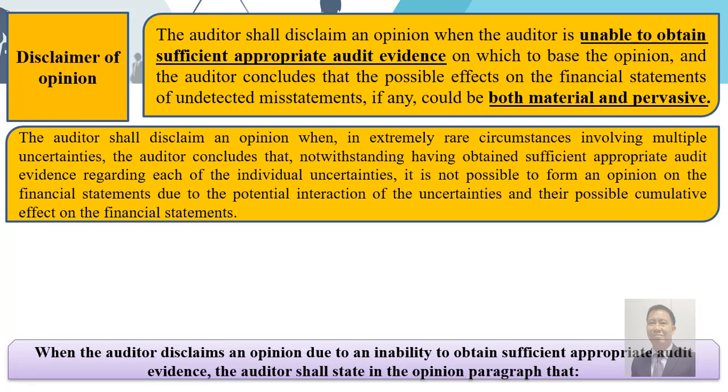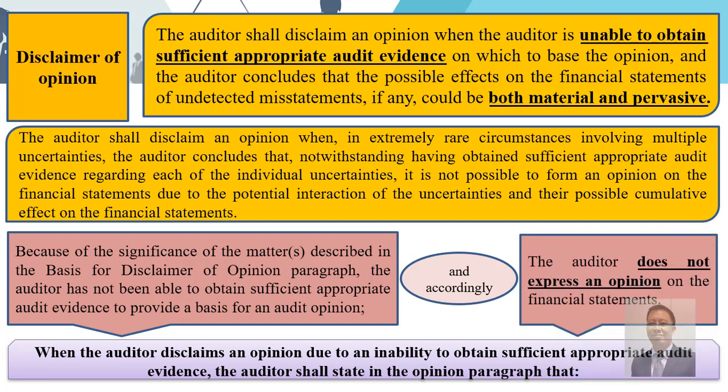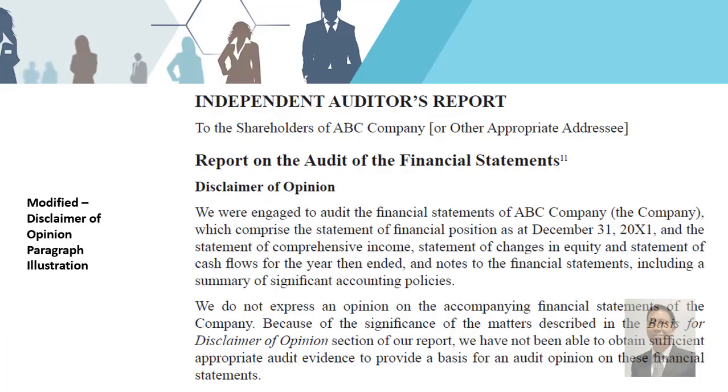When the auditor disclaims an audit opinion due to inability to obtain sufficient appropriate audit evidence, the auditor shall state in the opinion paragraph that because of the significance of the matter described in the basis for disclaimer of opinion paragraph, the auditor has not been able to obtain sufficient appropriate audit evidence to provide a basis for an audit opinion. And accordingly, the auditor does not express an opinion on the financial statements. Let's see the illustration.